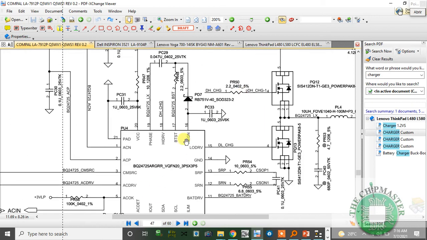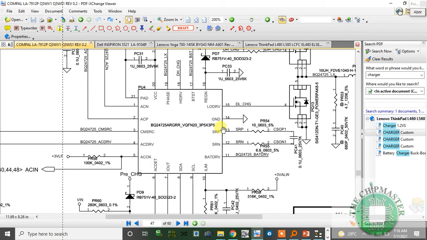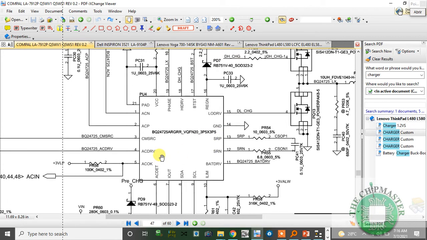So you have to know the working conditions of this charger IC. You can check the other videos on YouTube, and you can see I explain the working conditions of most of this chip, right? But I'm just gonna do it briefly. All right, so first we have VCC.